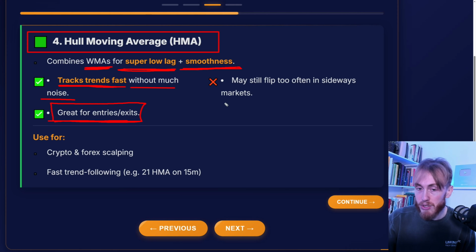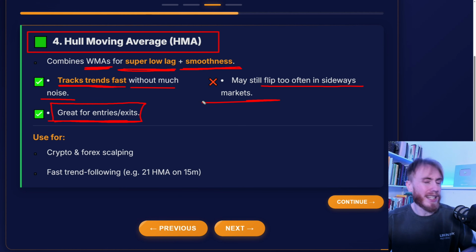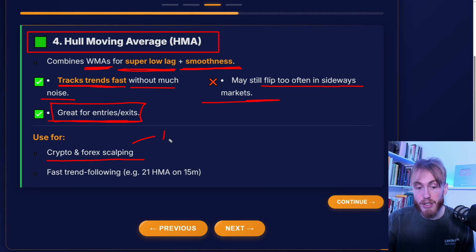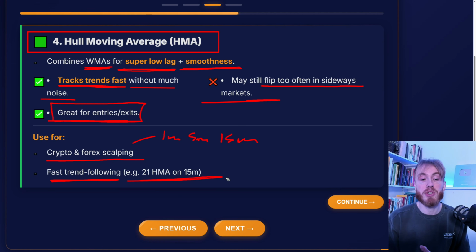If I have to talk about a downside with the Hull moving average, it may give false signals and flip too often, especially in sideways markets. So, like pretty much most moving averages, you do want to avoid using it in sideways markets. But now then, what should you use the Hull moving average for? Well, some of the most common markets and time frames is to use it for crypto and forex scalping. So you might scalp the 1 minute, maybe 5 minutes, maybe 15 minutes. And it's also used for fast trend following. For example, using the 21 HMA on the 15-minute time frame.